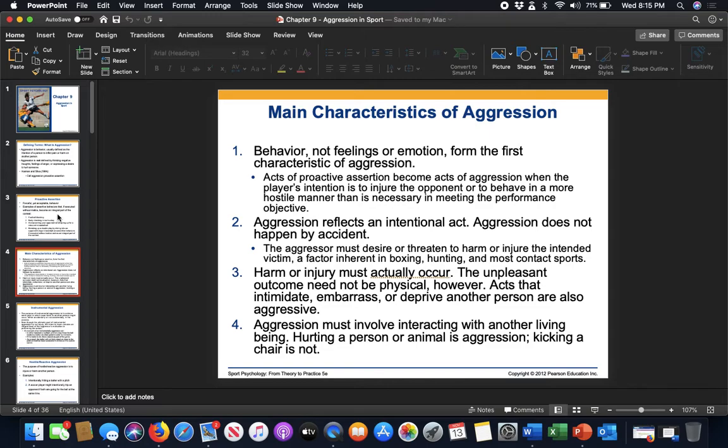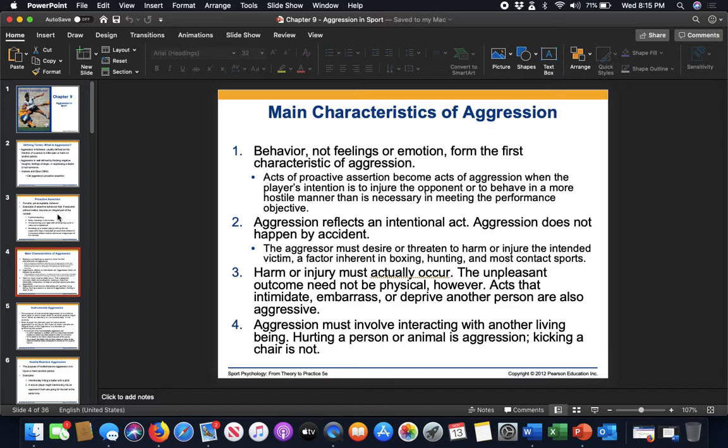It does not happen by accident. It is something that is part of what you're doing. But like it says here, the aggressor must desire or threaten to harm or injure the intended victim. That's when things occur. So when it becomes truly an intentional act, you know what I mean?